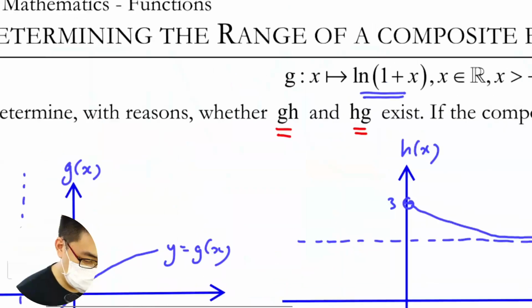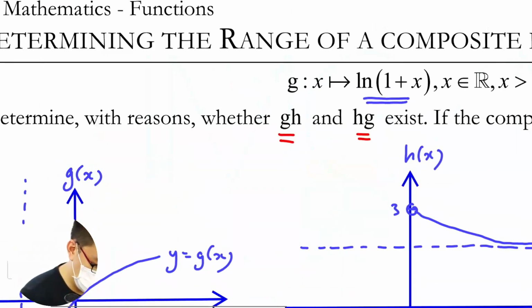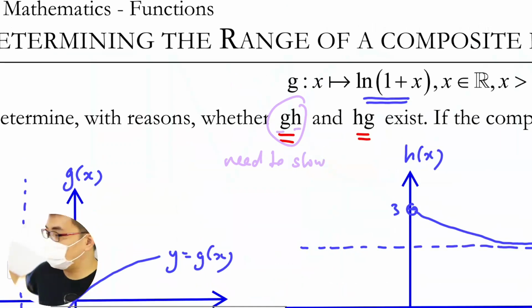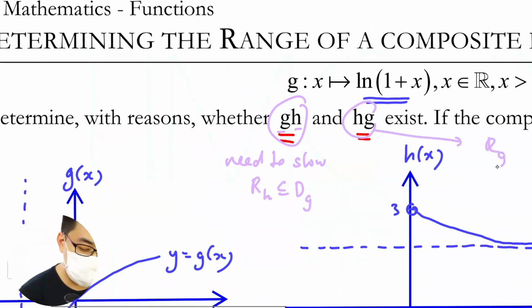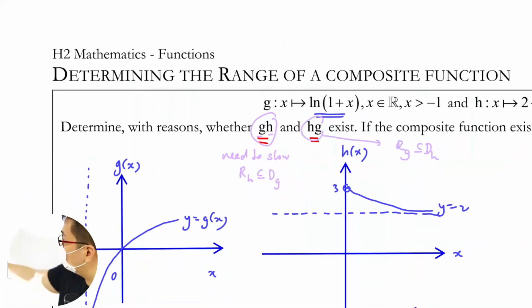Now this is how you try and reason yourself. If GH exists, you need to show, if GH, the first archer is H, right? So you need to show whether the range of the first one to shoot, the collection point, can be contained within the domain of the second archer. Okay, that's the first thing. Now, if HG exists, you need to show whether the range of G can be contained in the domain of H. First archer is the one closest to x.